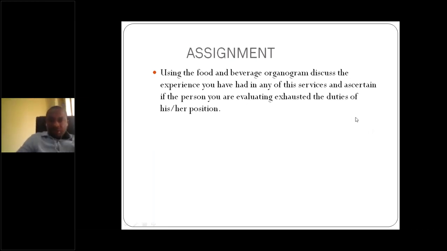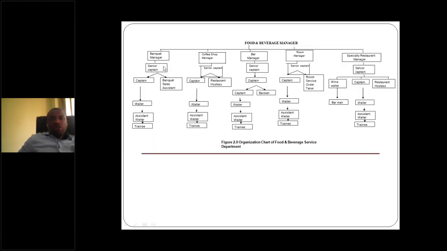Okay, so please, what the assignment simply means is this: you've been to a restaurant before, you have been to a hotel before, so you are going to use this organogram, the organogram we looked at in the upper page.